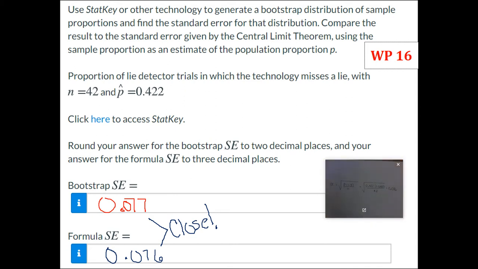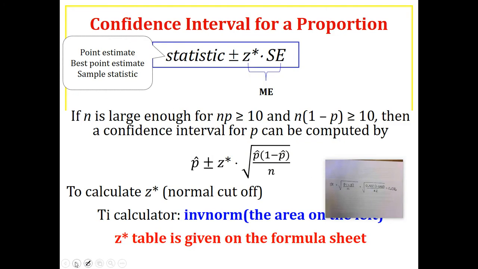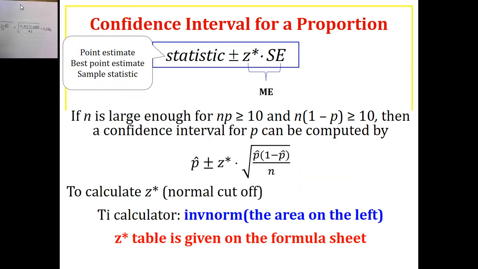Okay, let's go to the next one, and let's skip the next one. I'm going to move this slide out of our way again. So let's talk about a confidence interval for proportion. It says that the best point estimate, that's a p hat value, also known as the sample statistic. All of these different terms talk about the statistic.